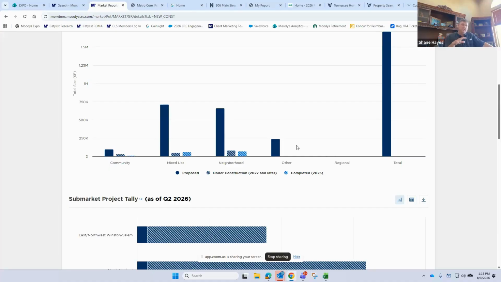So what we do is when we see something go into under construction, where we actually see machinery dropped on site and they start clearing for the pad site, we will then change the status from proposed to under construction, because we know something is going on.